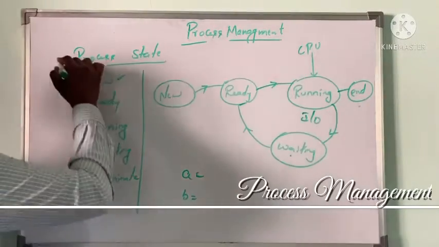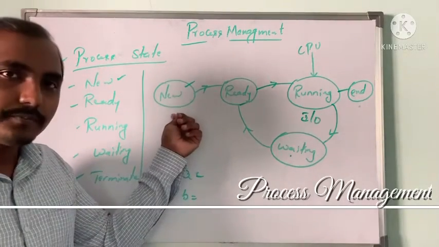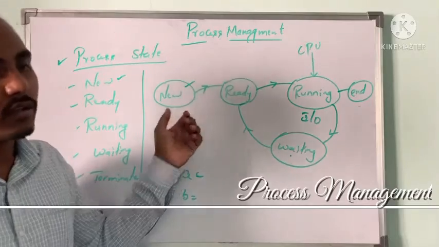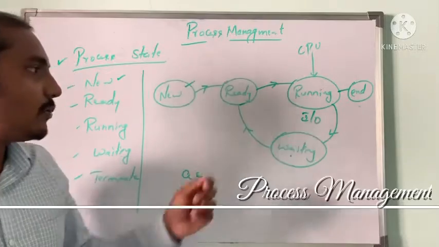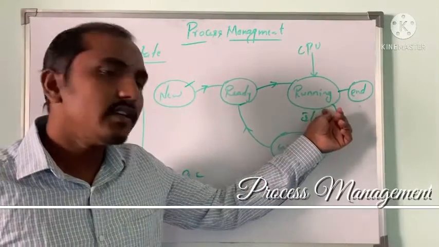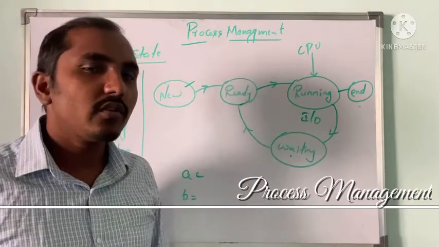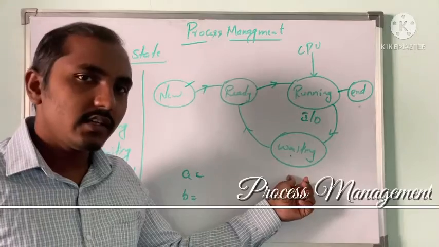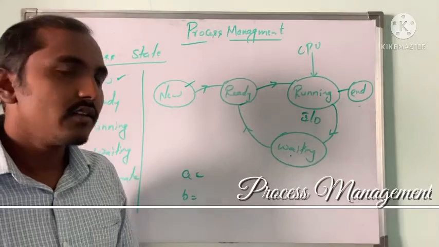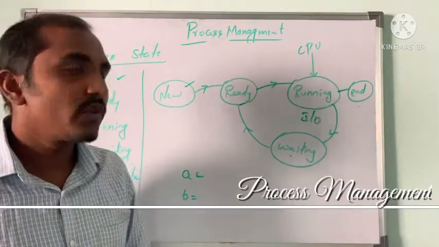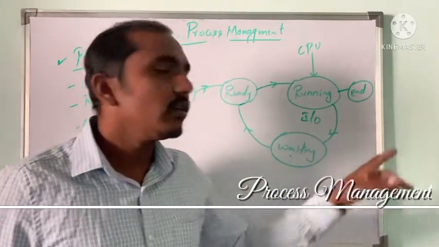So the process states will be new. When a process is created, it will enter the new state. When the memory is allocated or the process is loaded onto the memory, it will go to the ready state. Once the process starts executing, it will be in the running state. If there is any input output requirement, or any resource requirement, or any functions like that, it will go to the waiting state. After completion of that particular event, it will come back to the ready state, and then it will be executed by the CPU. Once all the instructions are executed in the object code, it will go to the end state or terminated state.